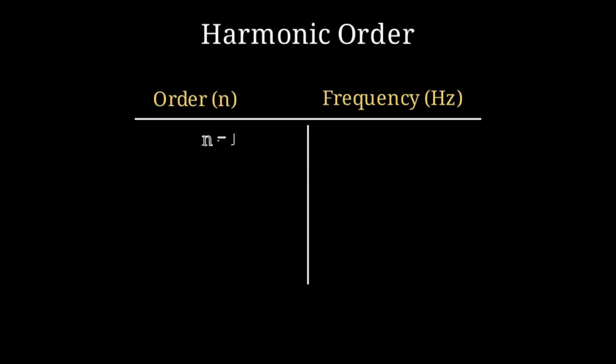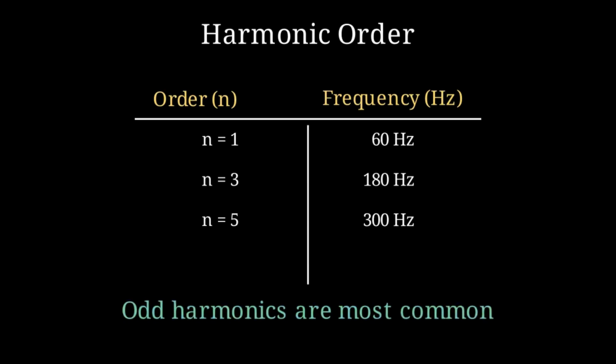We categorize harmonics by their order. In most power systems, odd-numbered harmonics like the third, fifth, and seventh are the most prevalent and problematic, as they tend to reinforce distortion in symmetrical AC waveforms.